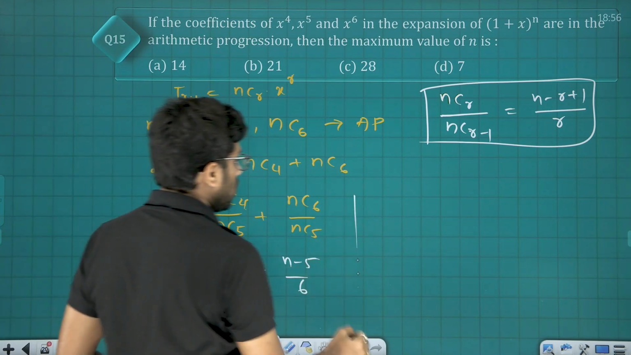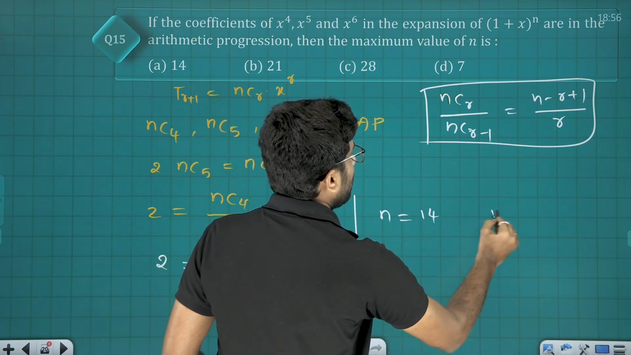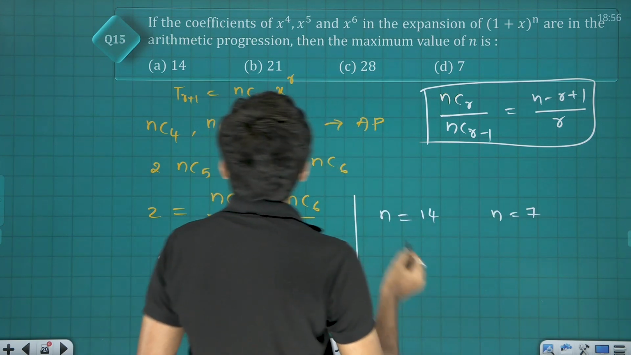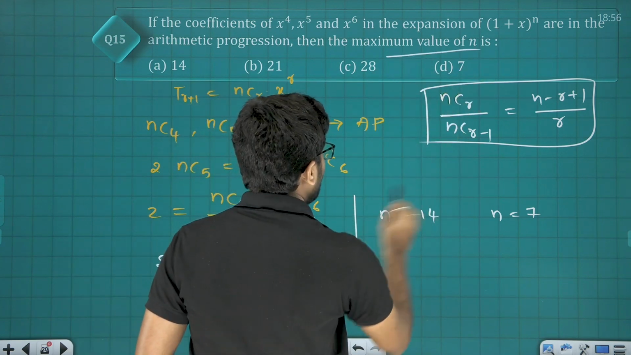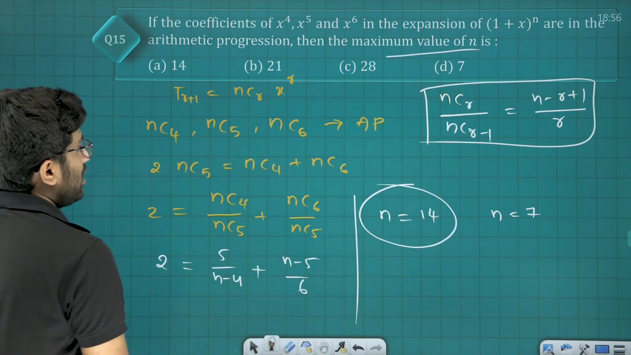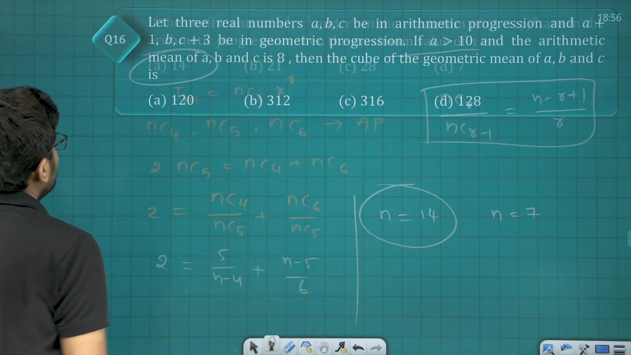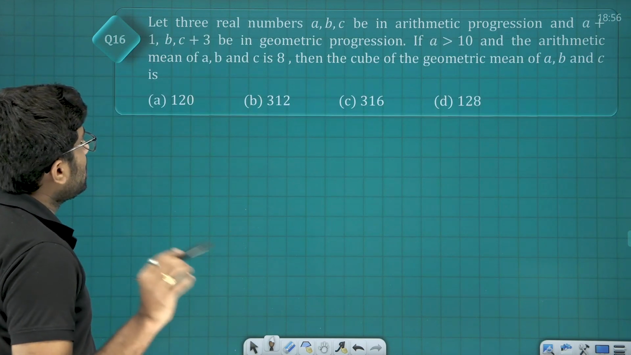So friends, if you factorize this, then we get N is equal to 14 and N is equal to 7. But we need the maximum value of N, no? So N can be 14. The maximum value of N is 14, friends. Option A. Next question.